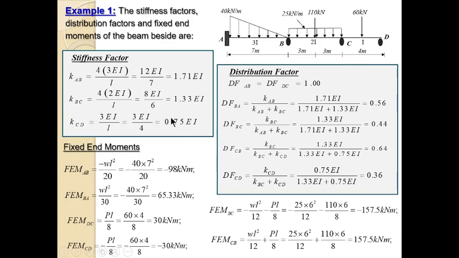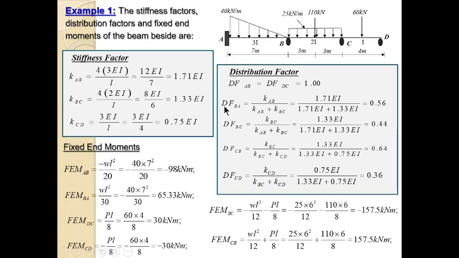Now after calculating the stiffness factor for each of the 3 spans, we can go ahead and calculate the distribution factor. The distribution factor is usually calculated per joint. So let's leave this one first. Look at this one. We want to calculate the distribution factor for B going to A. That means we are standing at joint B. So this is B going to A. This is B going to C.